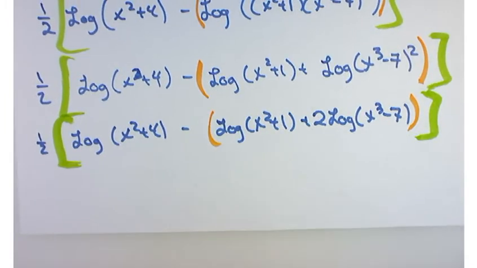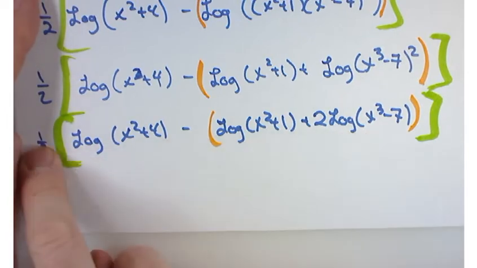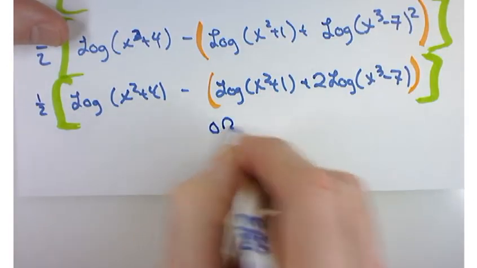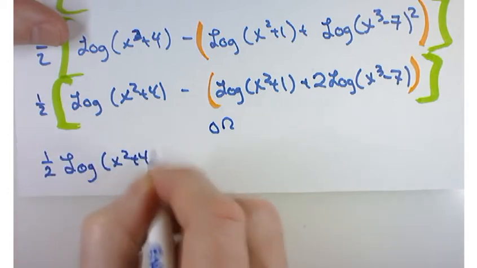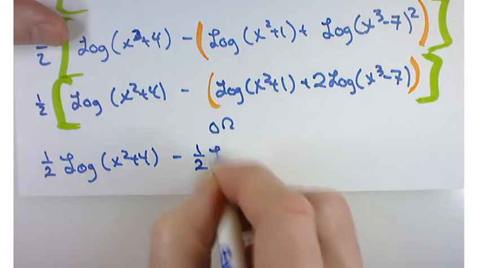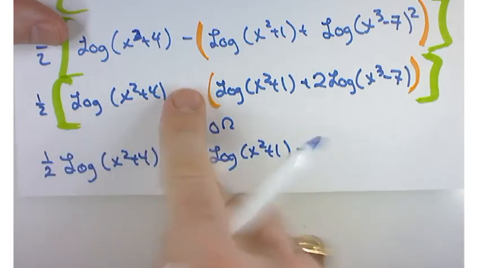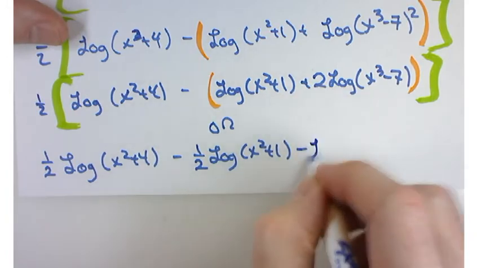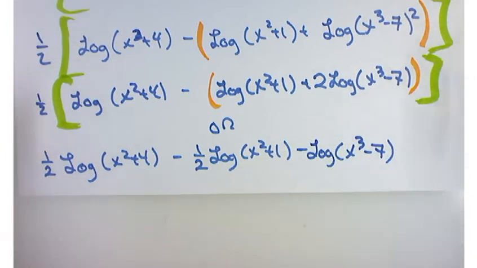That's fine. If you wanted to, you could distribute everything. Here I need to distribute the negative to both terms, and here I'd have to distribute the 1/2 to everything. So another alternative would be 1/2 log of x squared plus 4 minus 1/2 log of x squared plus 1 minus, because that minus distributes, 1/2 times 2 is going to be just a 1, so this is going to be minus log of x cubed minus 7. So either of these 2 last lines would be acceptable to me as a solution.